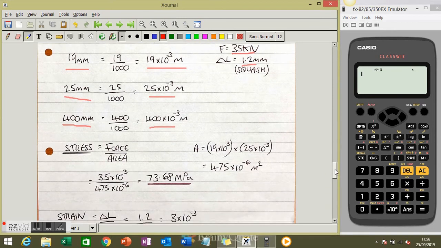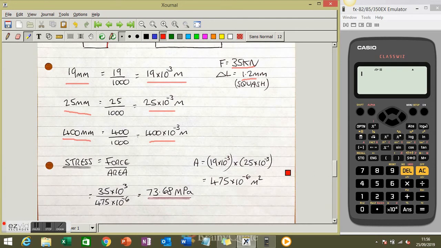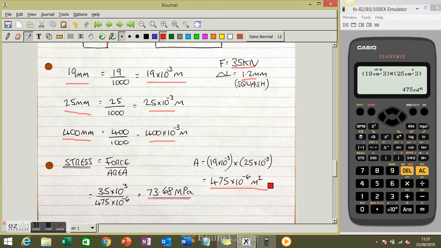We know we're going to find the stress, so we need the area first. It's a square or a rectangle, so 19 by 25. So 19 times 10 to the minus 3. Don't forget we need to be in meters, so 19 times 10 to the minus 3 times 25 times 10 to the minus 3 will give us our area in meters squared. So press E and G, so 475 times 10 to the minus 6 meters squared. So it's got to be meters.